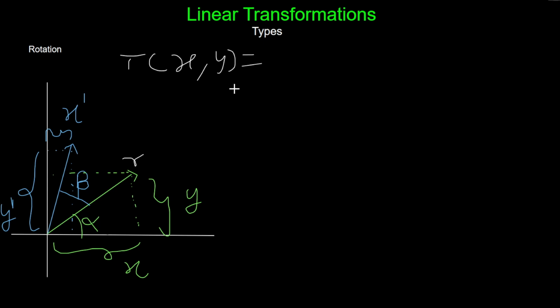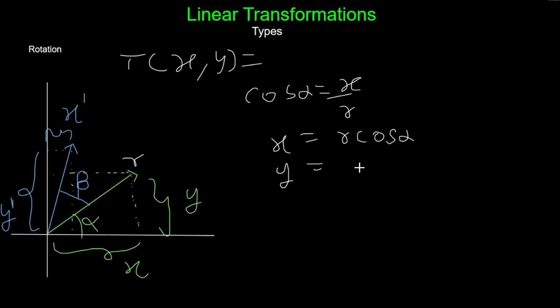By using the trigonometric formula, we can find the cos of alpha, which is nothing but adjacent side by hypotenuse. So in this case it's x by r. So we can represent x in the form of r cos alpha. Similarly, we can represent y in the form of r sin alpha.